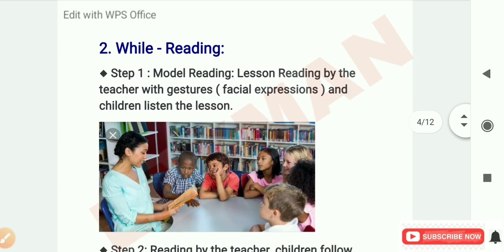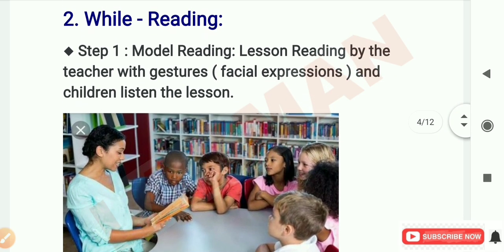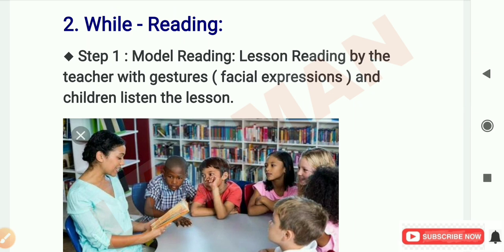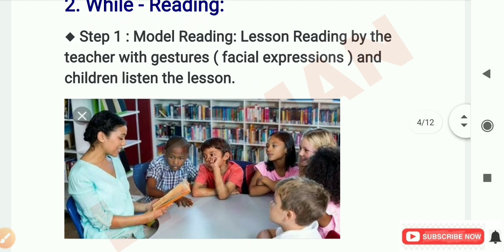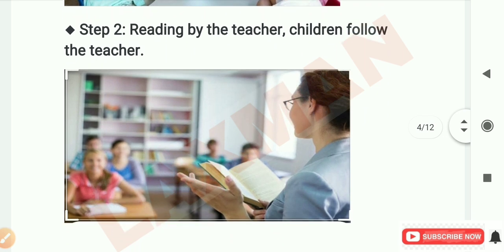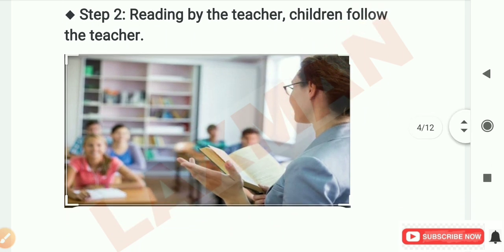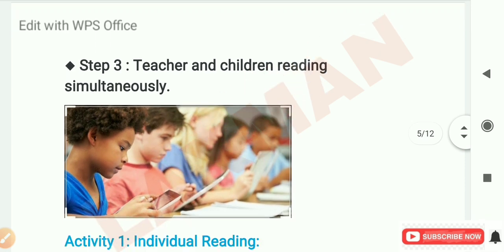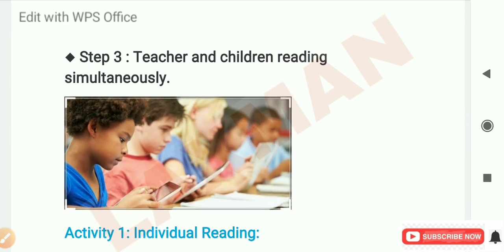Next, second one, while reading. Here in while reading, step 1 is the model reading, meaning lesson reading by the teacher with gestures, that is facial expressions, and children only listen to the lesson. Okay, that is step 1. And step 2, reading by the teacher, children follow the teacher. And step 3, teacher and children reading simultaneously. These are the 3 steps.